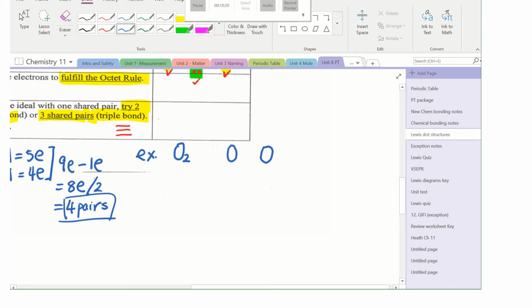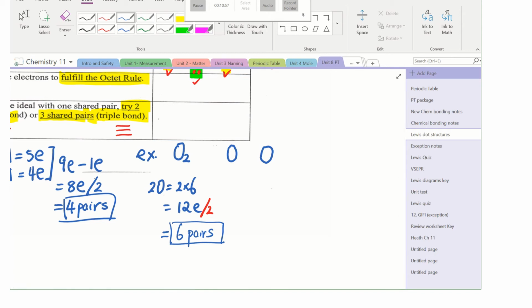Okay, and then let's count valence electrons. So oxygen from before is 6. So 2 times 6 equal to 12. Okay, 12 valence electrons. Now we're going to divide it by 2. So therefore, it's 6 pairs. So that's what you have. You have 6 pairs on hand, and you want to use them all. Okay, no extra. That's all you have.